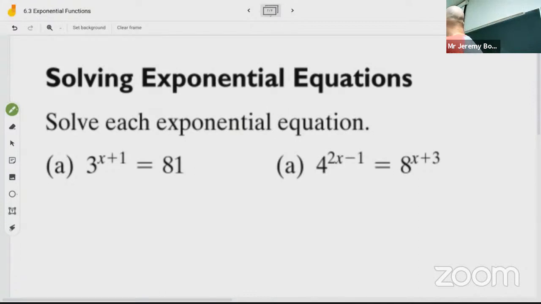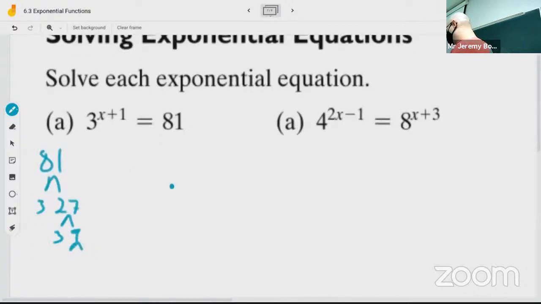I'll give you a hint. Usually you look at the smaller base and go, hey, can I write that larger number in that base? Can I write 81 as 3 raised to some power? Yeah. 3 raised to the 4th power. If you have trouble doing that, I'll just give you a little help here. Just divide it by 3. What do you get? You get 27. Divide that by 3. What do you get? You get 9. Divide that by 3. You get 3. How many 3s do I have? 1, 2, 3, 4. Or you just do it in a calculator.